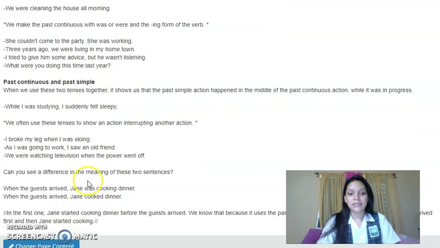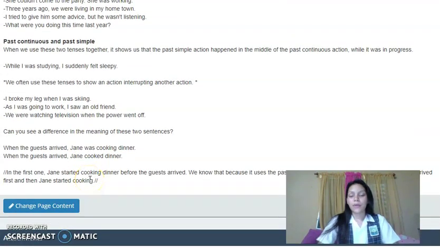And the past continuous and the past simple. When we use these two tenses together, it shows that the past simple action happened in the middle of the past continuous action while it was in progress. For example, while I was studying, I suddenly felt sleepy. We often use these tenses to show an action interrupting another action. For example, I broke my leg when I was skiing.